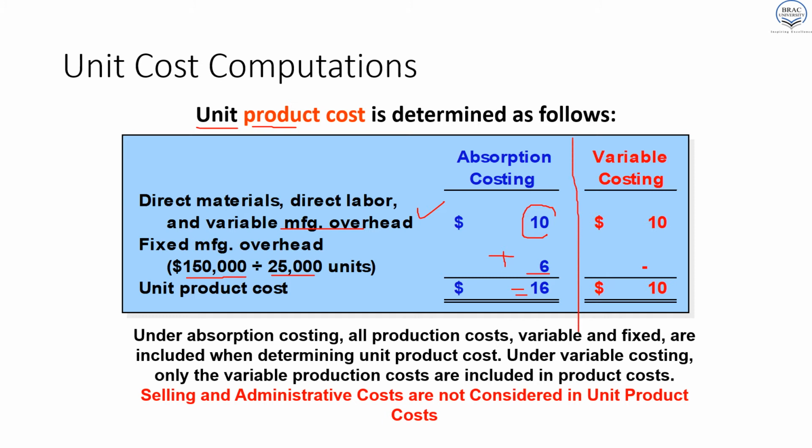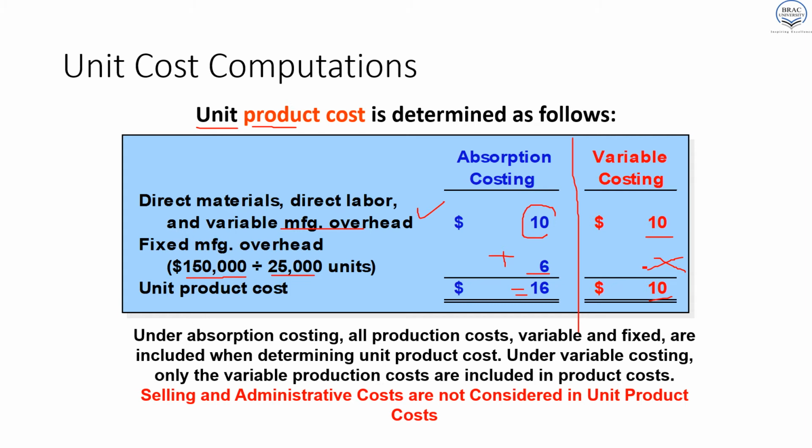If I draw a line here, you see in variable costing there is no fixed overhead, so it's just $10, and that will stay as it is. That is the difference between absorption and variable costing. Whenever you do computations or prepare a statement, if you are asked to calculate variable and absorption costing, always first do the unit product cost. If you can do this, which is actually very easy, then your job gets easier. So make sure you always do this.